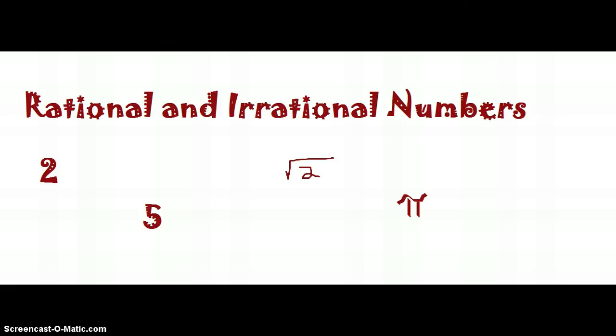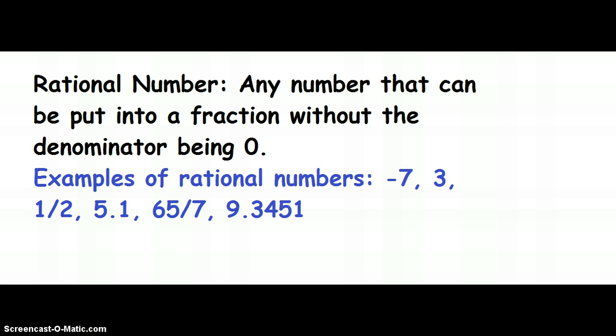Today we're talking about rational and irrational numbers. A rational number is any number that can be put into a fraction without the denominator being zero. Some examples of rational numbers are -7, 3, 1/2, 5.1, 65/7, and 9.3451. So if you think about this, -7 can be put in as a fraction.